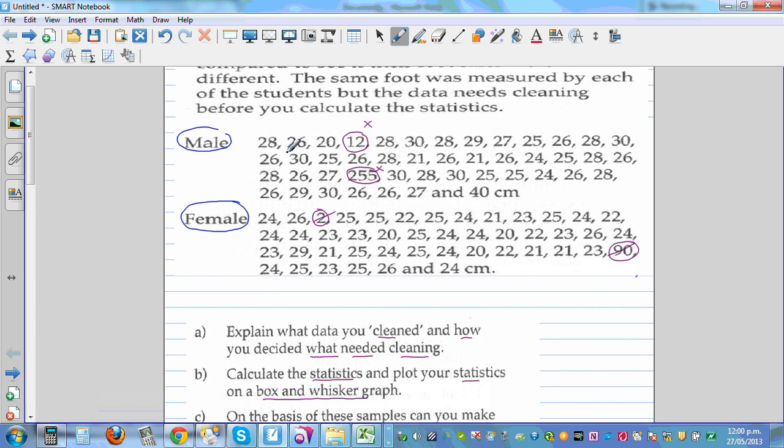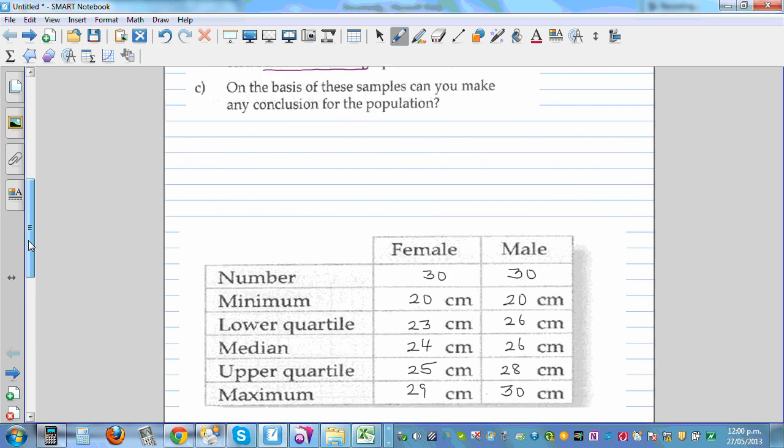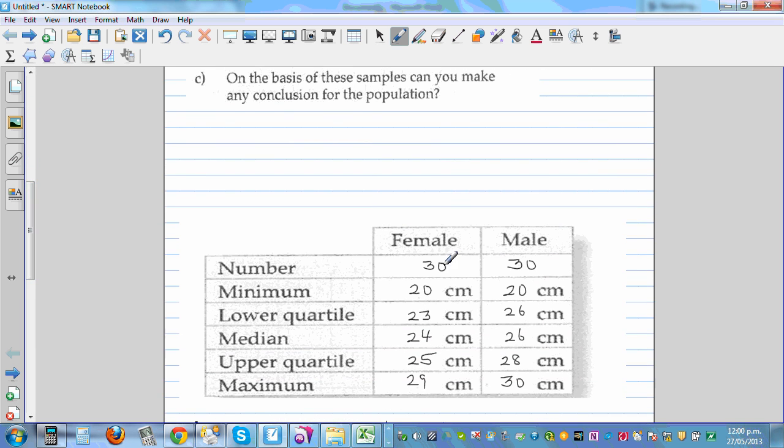So what I have done is I have taken 30 of this. So there are around 45 data here, if you ignore this and this. So you don't need to take all the data. So I took 30 from both male and female, and this is my statistics. So I took 30 male and 30 female.